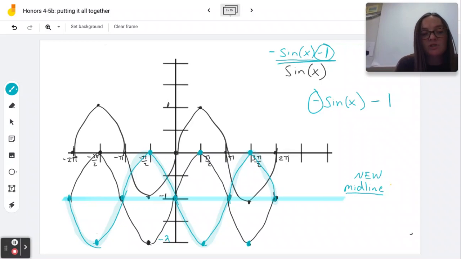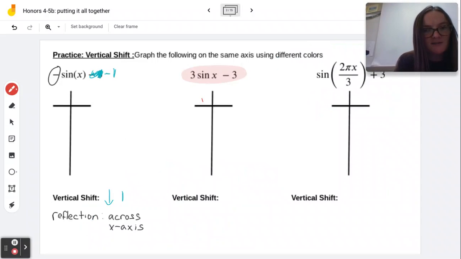So let's move on to another question. Okay, so for the next graph, just to make sure it fits, we're going to change that -3 to -1 just so that it fits.